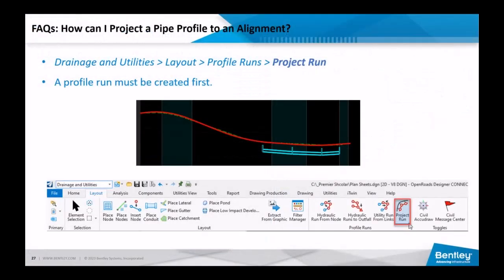How can I project a pipe profile to an alignment? And so this is more for my drainage and utility folks. And this would be after you have created a profile run for your drainage or utility network. So the first 3 options you see here are for creating profile runs for drainage and or utilities. Once that profile run is created, you can then project that run onto any other element.